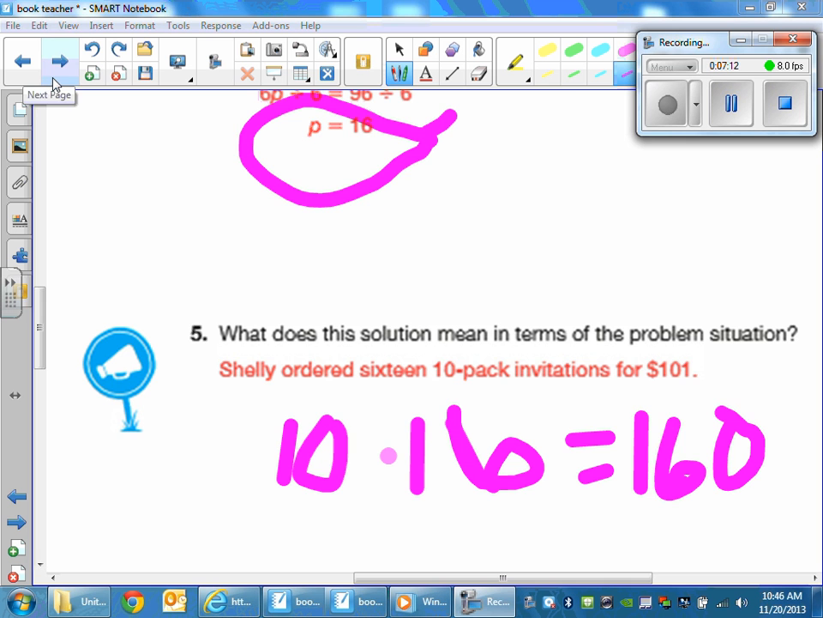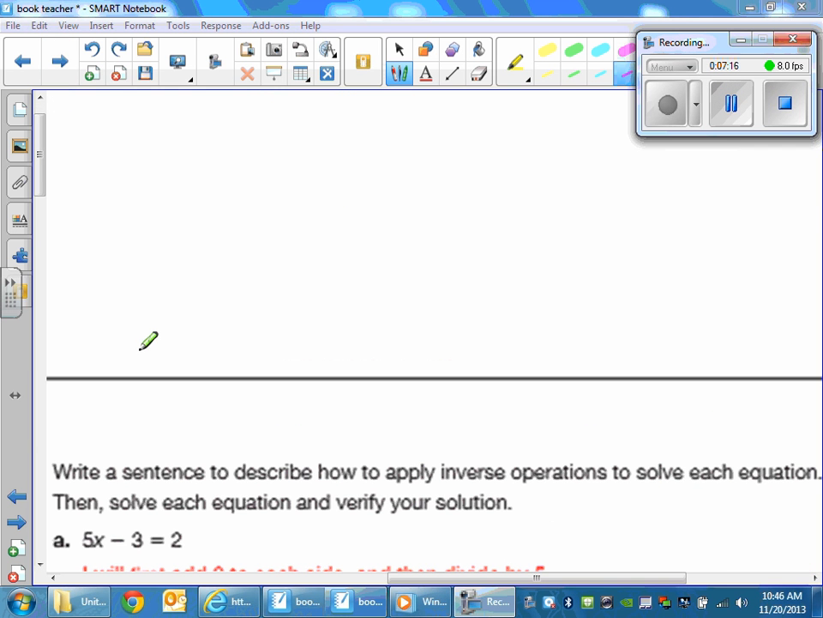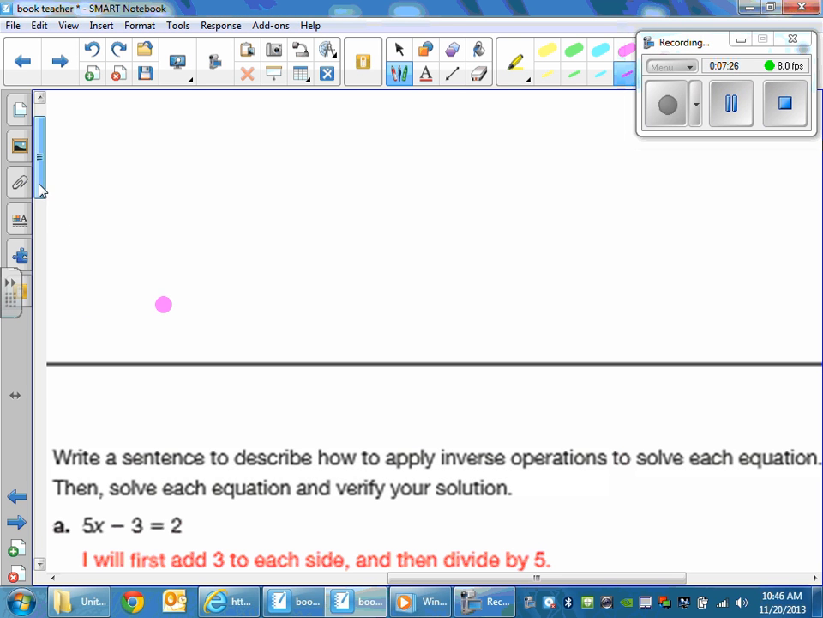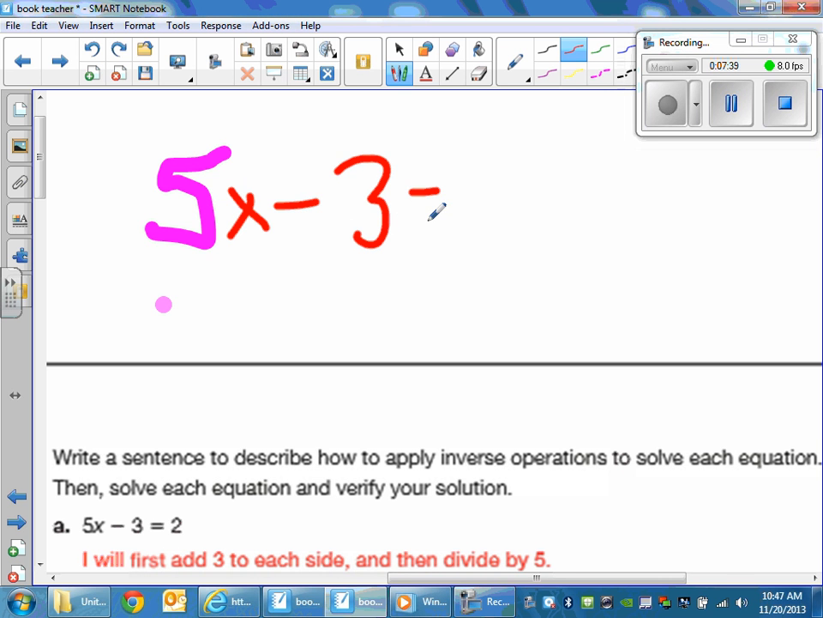All right, next page. We're almost done here. Write a sentence to describe how to apply inverse operations to solve each equation. Then solve each equation and verify your solution. So check and make sure your solution works. 5x minus 3 equals 2. So I would add 3 to each side.